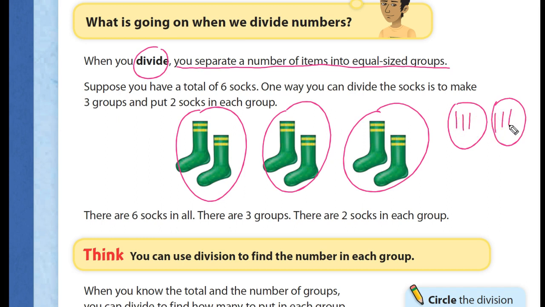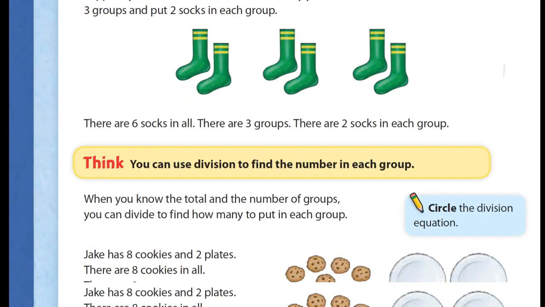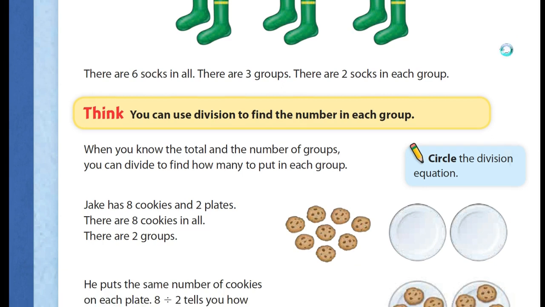That gives me 6. But wait a minute. When I have socks, do they come in threes or pairs? They come in pairs. So this would be a better diagram. It says there are 6 socks in all. There are 3 groups, and there are 2 socks in each group. That's what happens. You can use division to find the number in each group.